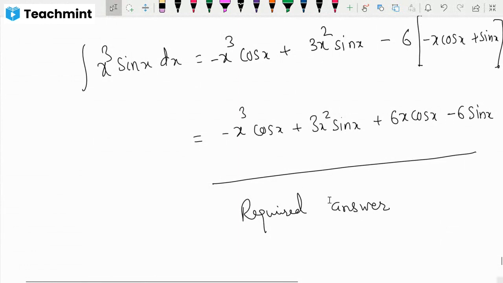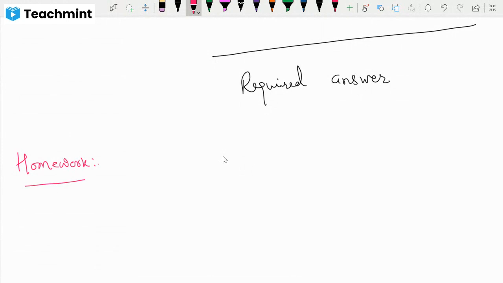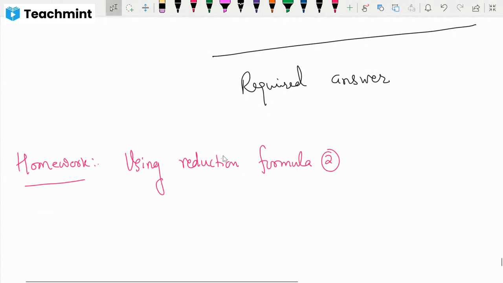So this is the second reduction formula. I will again give you some homework. You can do it at home. It is compulsory. You should do it at home. So using reduction formula 2, evaluate the following integrations.